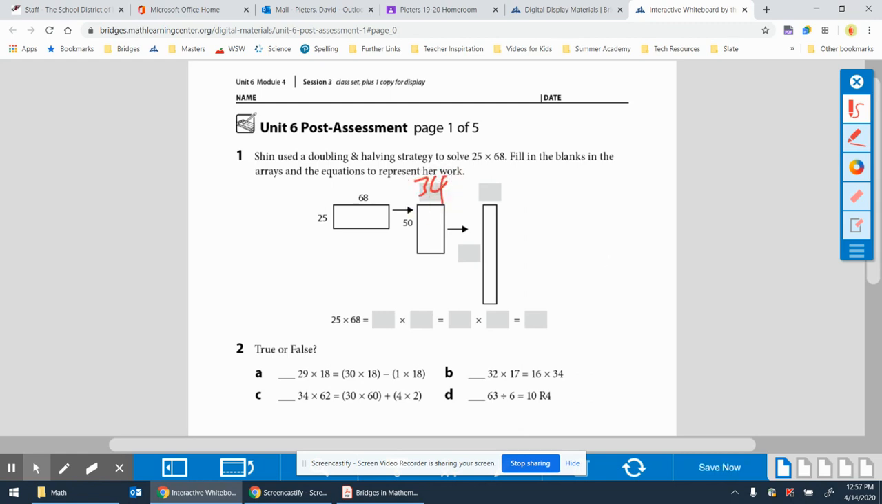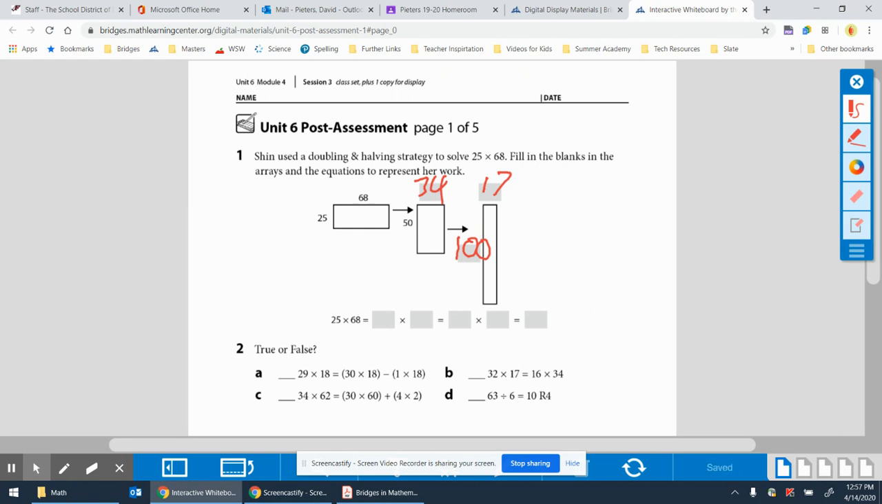34. Now if we continue on, we double our 50 again, we get to 100. And then we cut our 34 in half again. Half of 30 is 15. Half of 4 is 2. 15 plus 2 is 17.